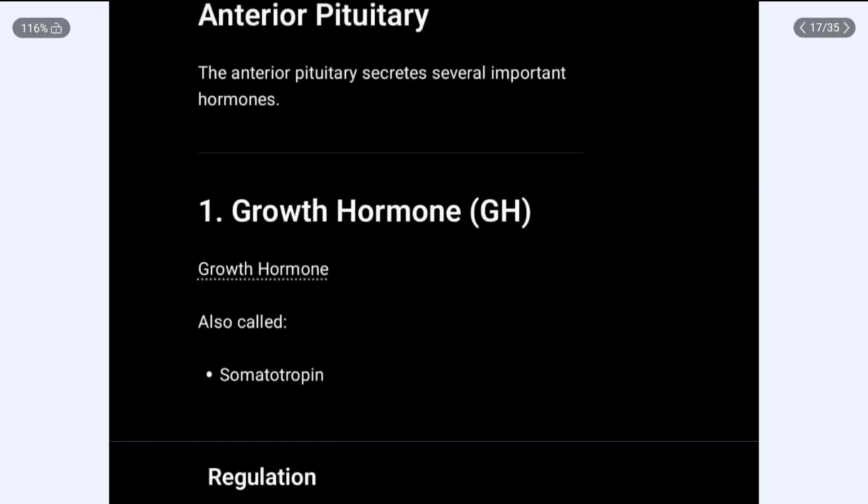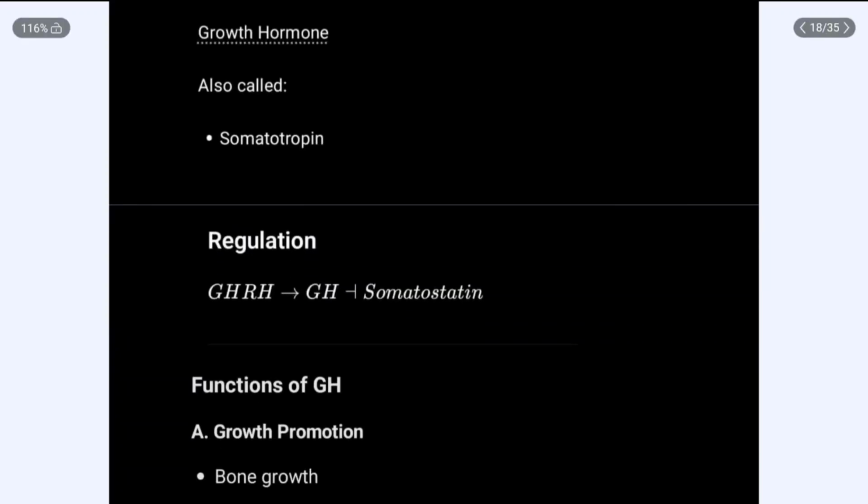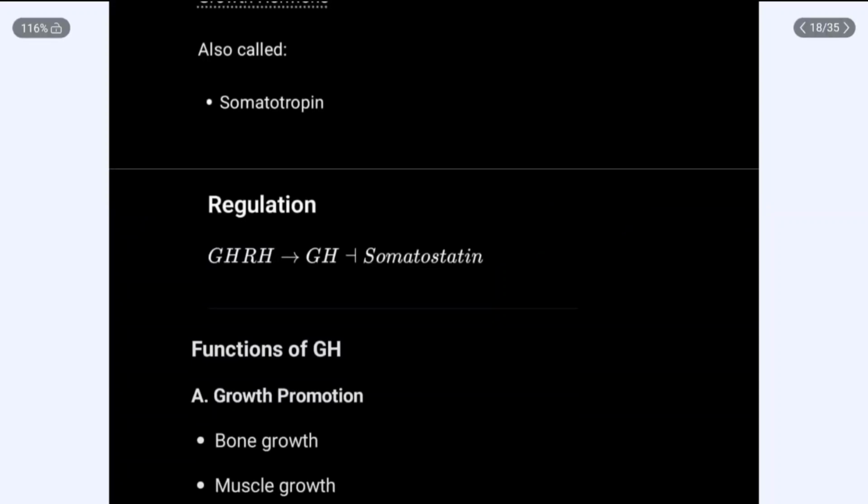So what are they? At first, the growth hormone. It is also called the somatotropin hormone. We know the growth hormone releasing hormone stimulates the secretion of growth hormone. Now when the growth hormone increases in the blood, then somatostatin is another hormone which inhibits the growth hormone.